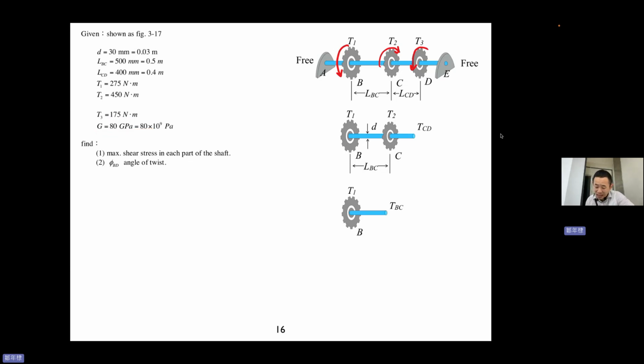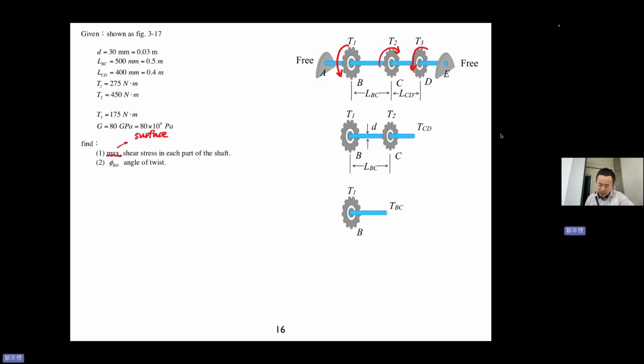So it asks us to calculate the maximal shear stress in each part of the shaft. So what does it mean? Maximal shear, I believe you notice that we explained this, because it is on the surface, right? It will be on the surface in each part of the shaft.